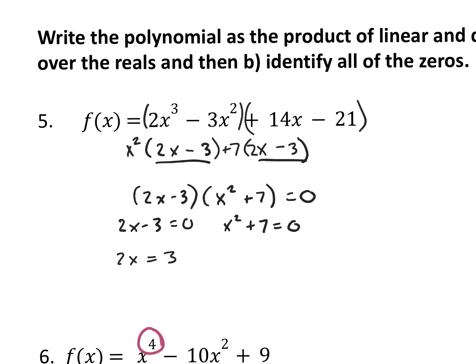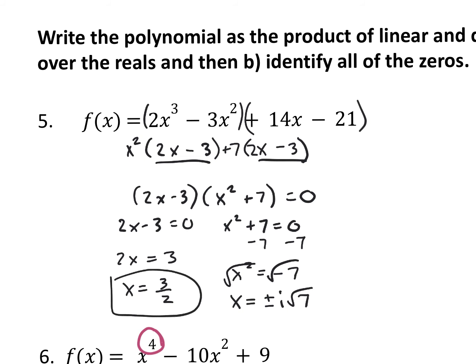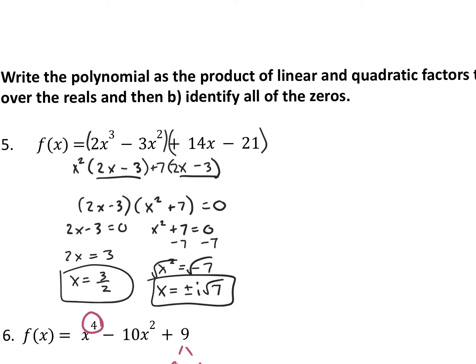2x equals 3, so x is equal to 3 halves. Subtract 7. X squared is equal to negative 7. What do I do next? Square root. Plus or minus i square root 7. So this would be 1 zero, and this would be 2 and 3 zeros. And we have to put it in irreducible over the reals.